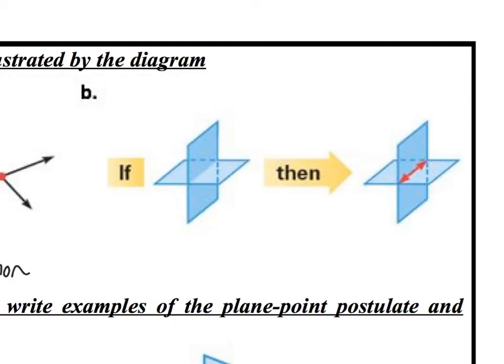If two planes intersect, then their intersection is a line.